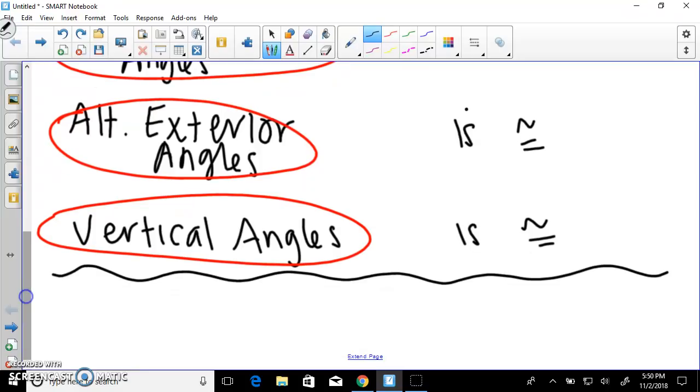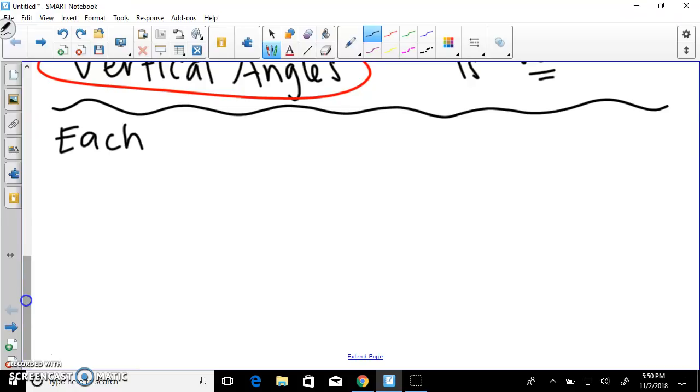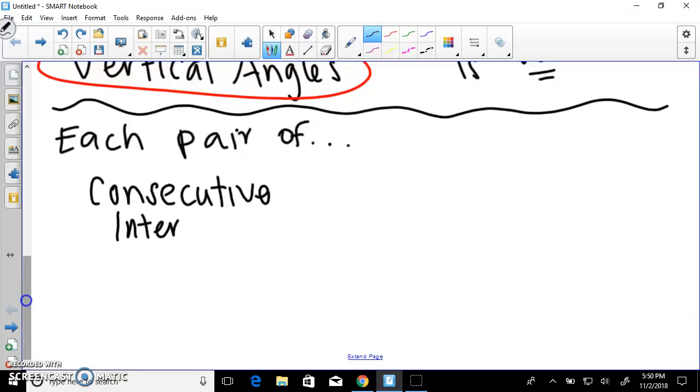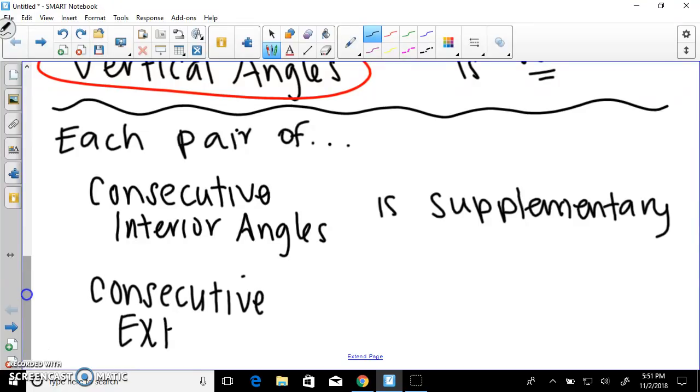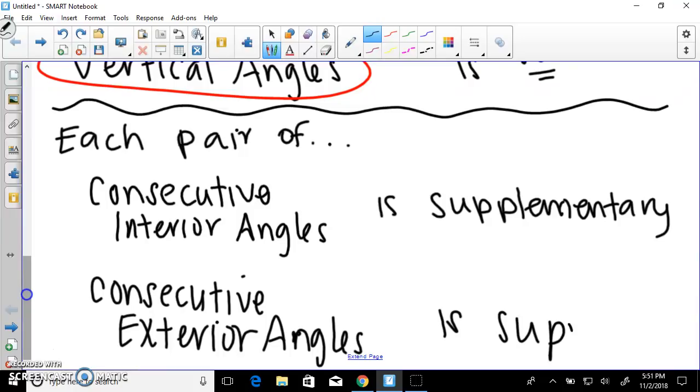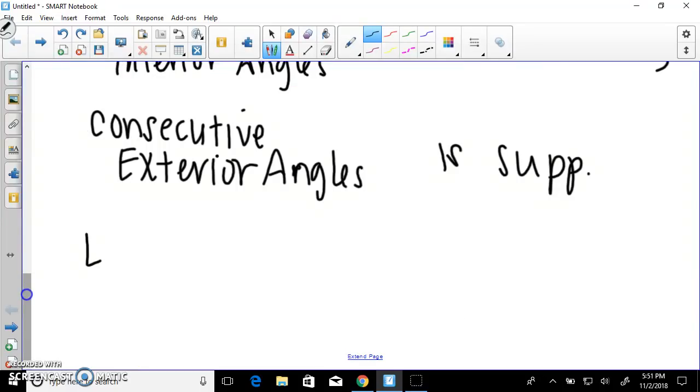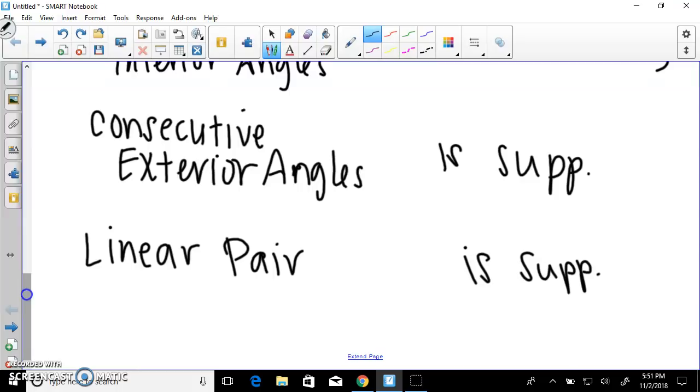Now, the rest of the angle relationships are going to be supplementary. So what that means is each pair of consecutive interior angles is supplementary. Each pair of consecutive exterior angles is supplementary. And as always, each linear pair is supplementary, because that's just the definition of a linear pair.